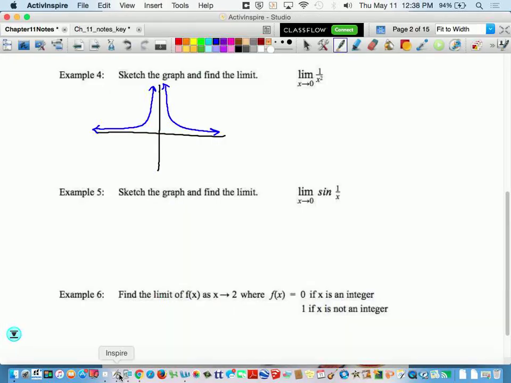Okay, so this is the limit as x approaches 0. Well, here's 0. So as I come in this way and pick numbers that are closer and closer to 0, my inputs, my x values, get closer and closer to 0. From this direction, they get closer and closer to 0. What's happening? If you traced it with your finger, the blue lines, they would both be going toward positive infinity. They're both going to go up towards positive infinity.